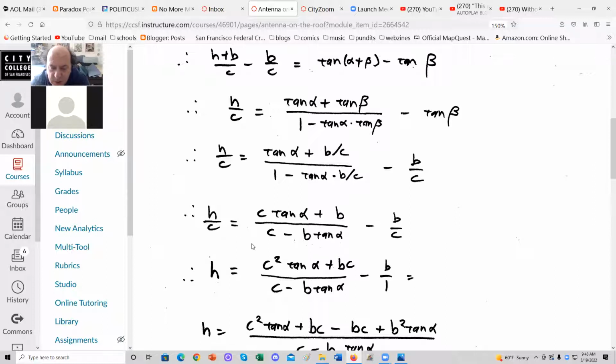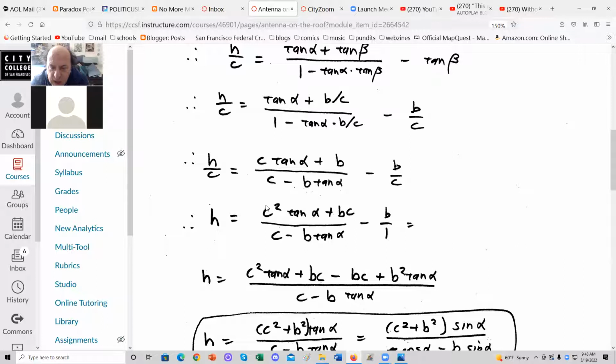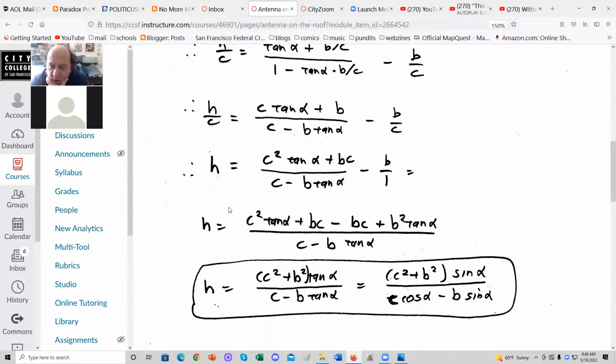Then you multiply both sides by c. You get c squared tan alpha plus bc over c minus b tan alpha, all that minus b over 1. The c is multiplied here and here, it cancels here. Okay, we're good. We have an expression for h.